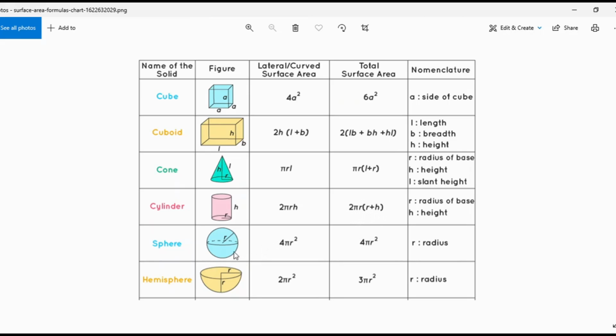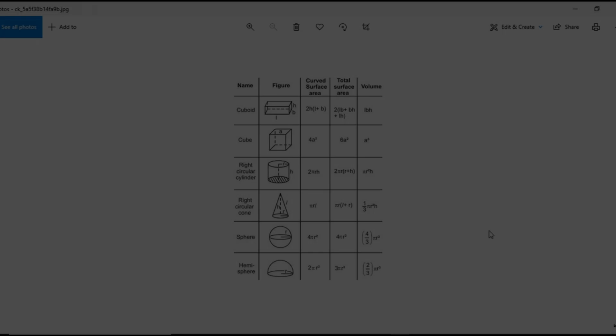And for a sphere, suppose radius is R, then curved surface area and total surface area are same, and that will be 4 pi R square. And for a hemisphere, curved surface area will be 2 pi R square, base area will be another pi R square, so the total surface area will be 3 pi R square. I hope these formulas are clear, you have memorized, and we will apply these formulas to find the surface areas of combinations of some of these 3D figures.